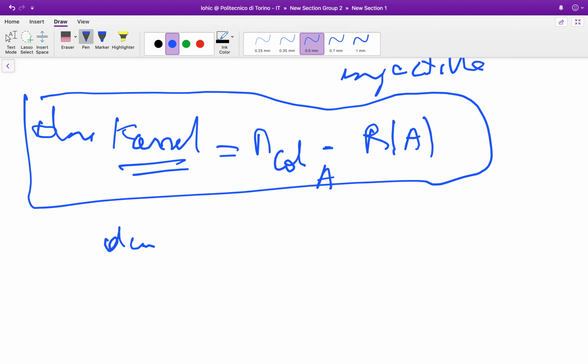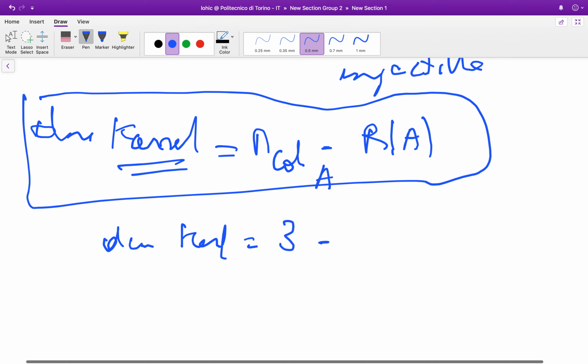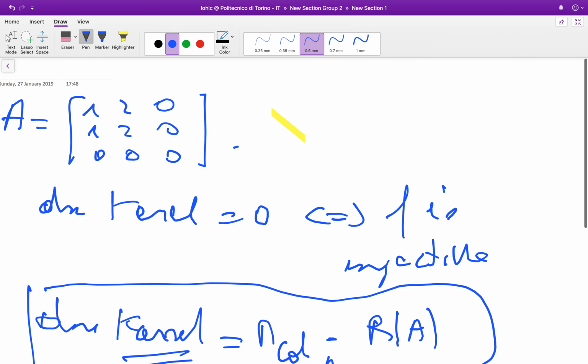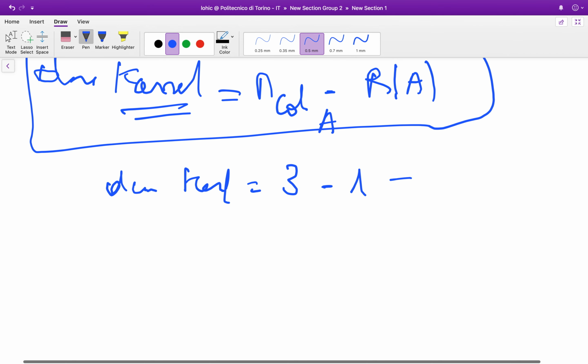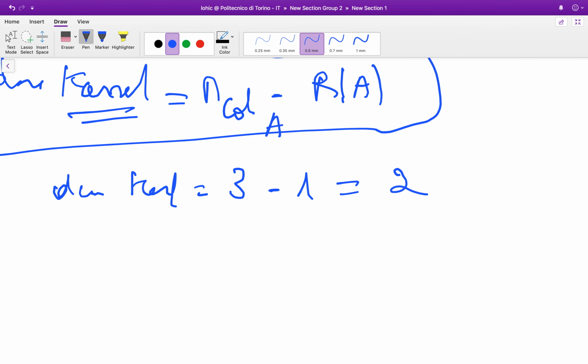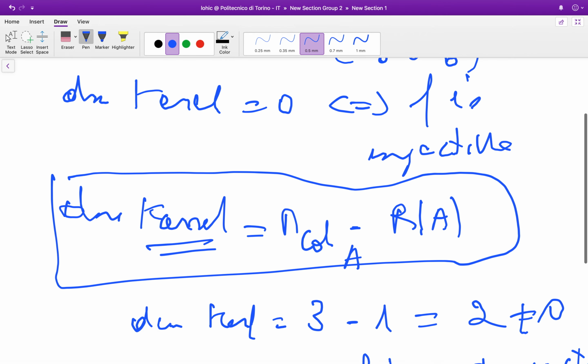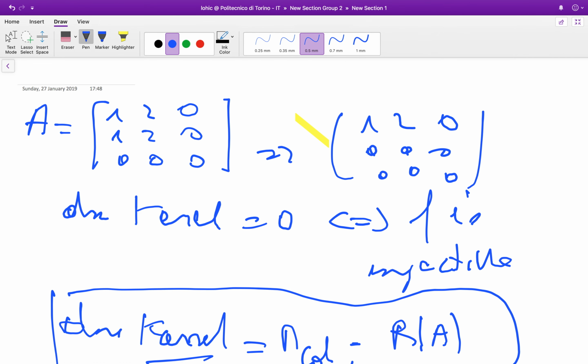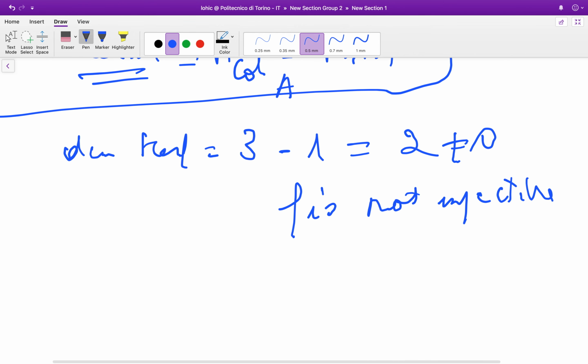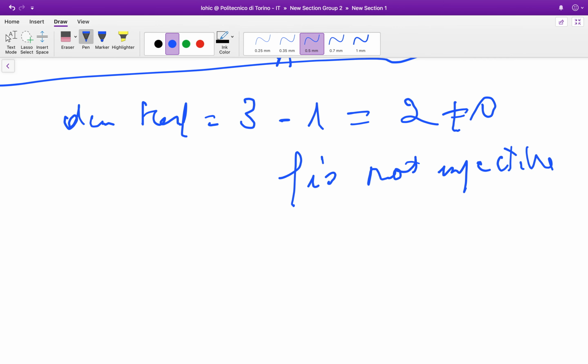So how much is it in this case? The dimension of the kernel will be the number of columns, 3, minus the rank of A. What is the rank of this matrix? We already know that if you reduce it, it gives you this. So the rank is 1, and thus the dimension of the kernel is 2. 2 is not 0, so F is not injective. We saw that the linear mapping is injective if and only if the dimension of the kernel is 0. In this case the dimension of the kernel is 2, so the linear mapping is not injective. Okay?